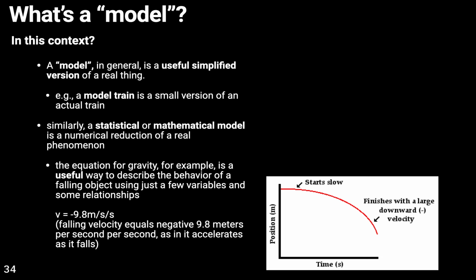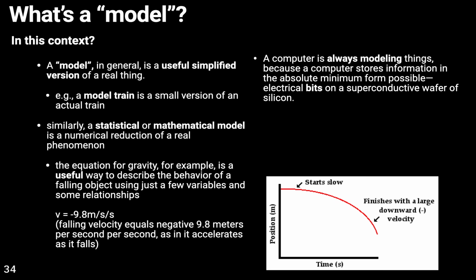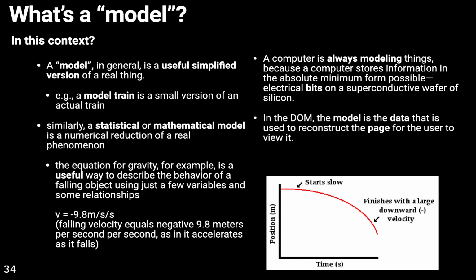So a computer is always modeling, right? That's kind of all it does, because the computer is storing information in the absolute minimum form and space possible. Electrical bits on a superconductive wafer of silicon, yeah? So in the DOM, the model refers to the data that is used to reconstruct the page for the user to view it, right? So in this world, what we're talking about here, the model is the data, right?